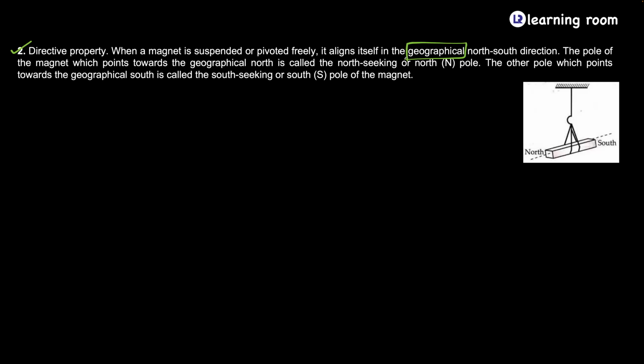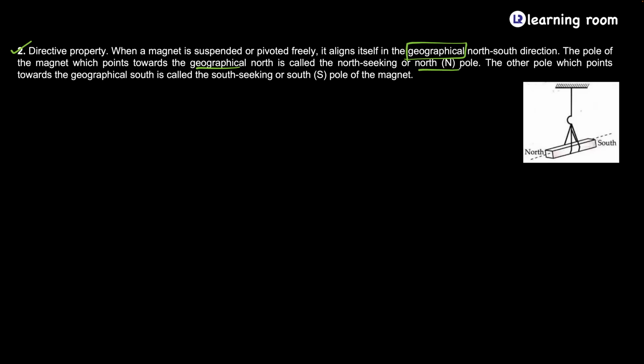So the pole of the magnet which points towards the geographical north is called as the north-seeking pole, or it is also called as north pole. If you try to understand, here this magnet, they have given me the specification already. So I know there's north and south, but what will happen is if I take this needle, for instance, I want to design my own compass.